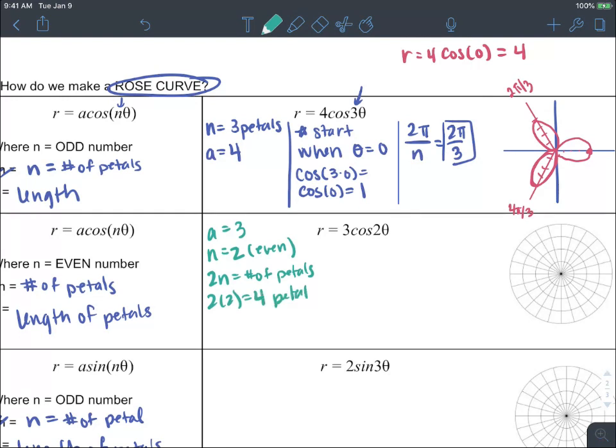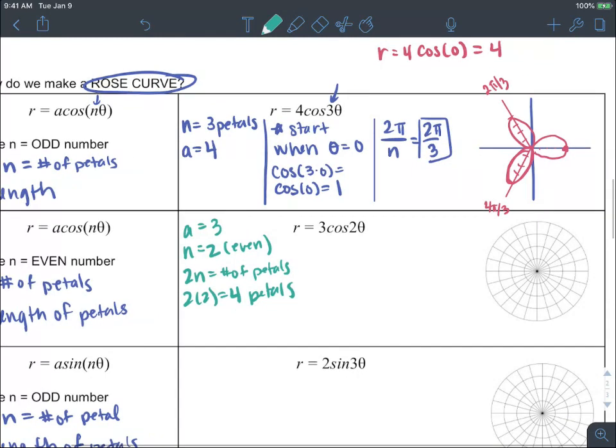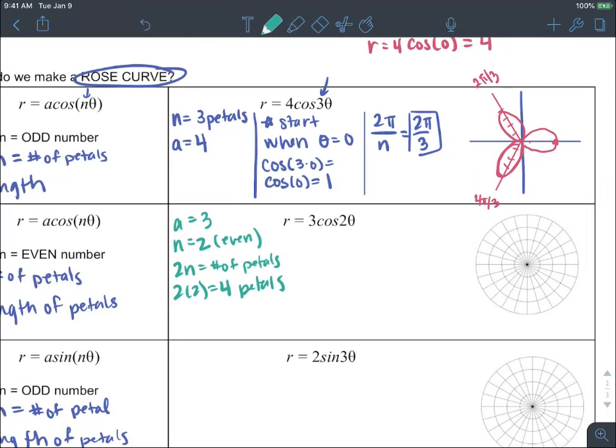Okay. Cosine, like I said, always starts at the longest part of the petal, always starts at theta equals 0. Okay, so I'm going to go ahead and start counting. My length of my petal is 3, so 1, 2, 3. That is my first petal.